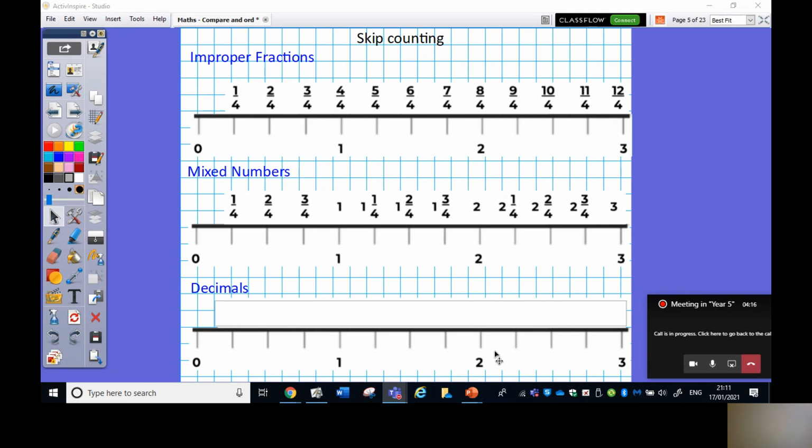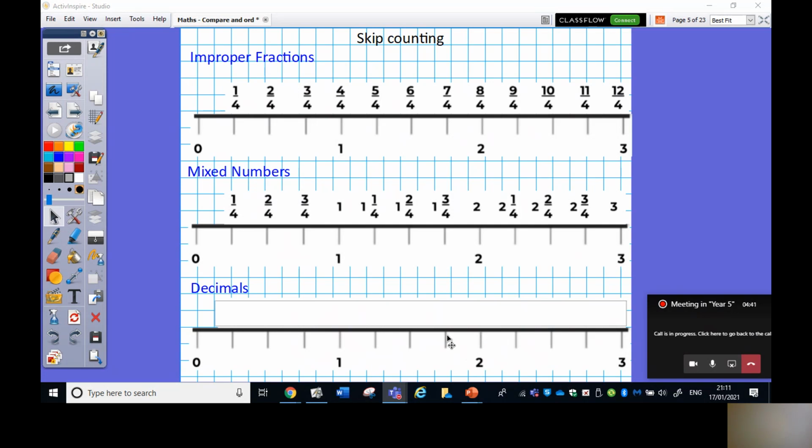This time we're going to stop at 2 and then we're going to go backwards. Are you ready? Okay. I'm going to start with 0.25. Are you ready? Go. 0, 0.25, 0.75, 1.25, 1.75. Good. And back again.